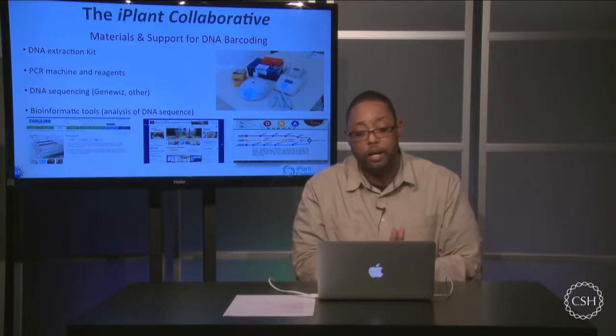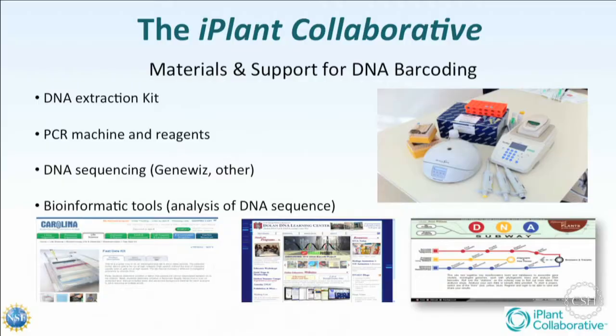You will also need a PCR machine and some reagents for the amplification. So you'll need some primers and Taq polymerase and such. But you'll also need to set up accounts with GeneWiz so that you can do the DNA sequencing. And that can all be found on our DNA Barcoding 101 website, which is found back at the main page on the DNA Learning Center.